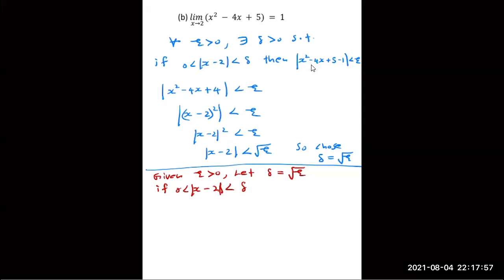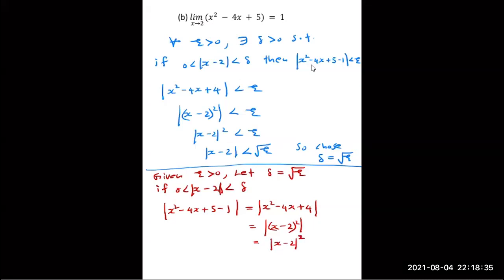All right. I'm going to compute this difference, the absolute value of x squared minus 4x plus 5 minus 1. I'm going to simplify this. This will be the absolute value of x squared minus 4x plus 4. This is nothing but the absolute value of x minus 2 squared. And now what I can do is pull the square outside: the absolute value of x minus 2, squared.